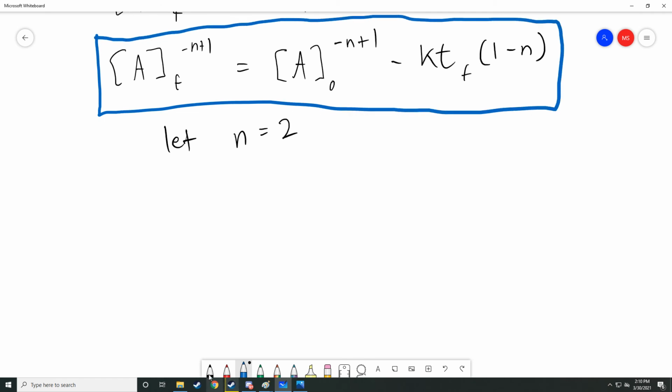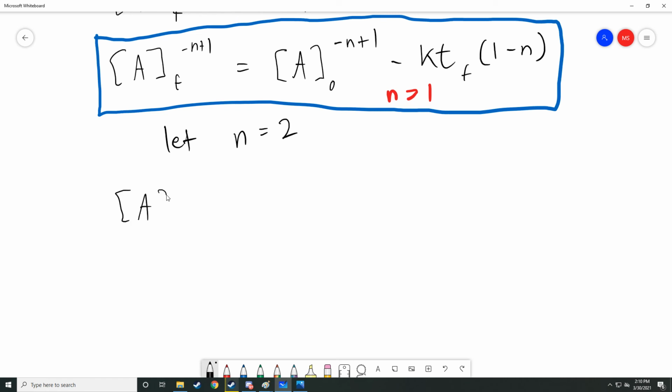This is our general rate law for an order n. And let's make sure that we are aware that n is greater than 1 for this to work. And in fact, 2 is greater than 1. You can take my word for that. Otherwise, look it up. Okay. So let's go ahead and plug in 2 for this.